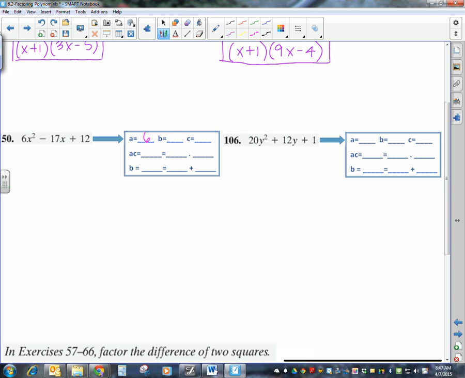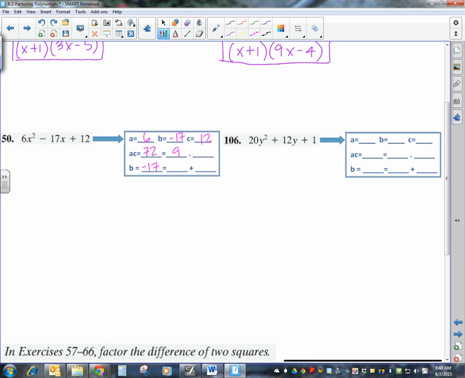Okay, so we have a equals 6, b equals negative 17, and c equals 12. a times c is 72. b is negative 17. So this time, 6 and 12 don't give me 17. So you've got to think of the other factors of 72. If this is positive, then these two signs will be the same, and if b is negative, then they're both going to be negative. But basically, they're adding up to equal 17. So, again, that's the hardest part. List out your factors if you need to.